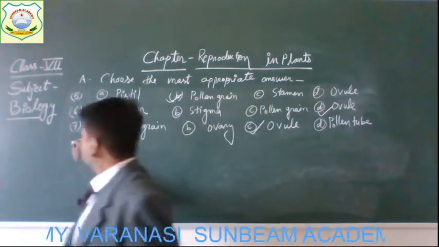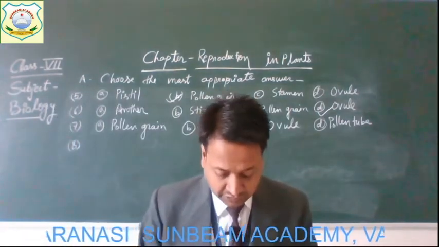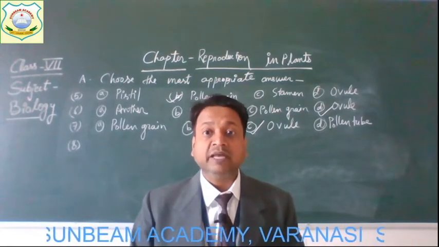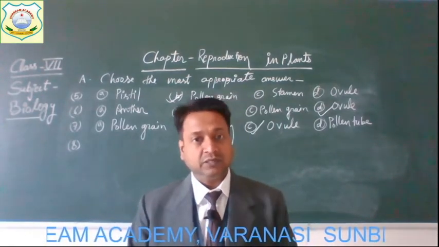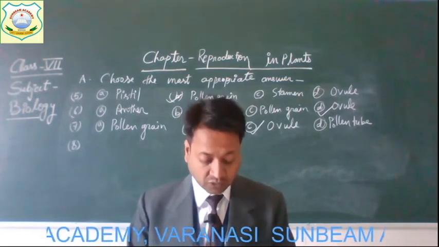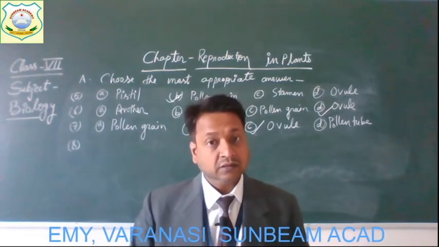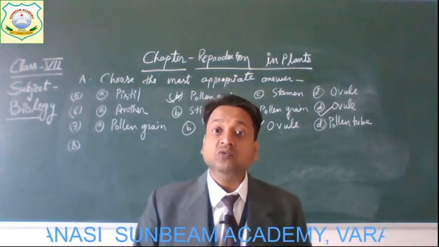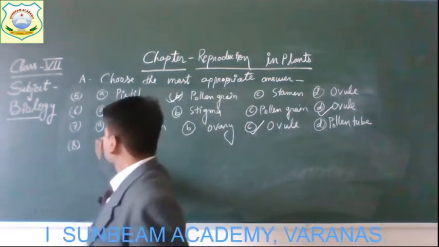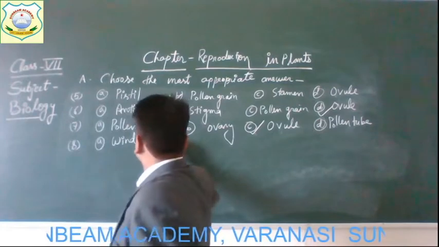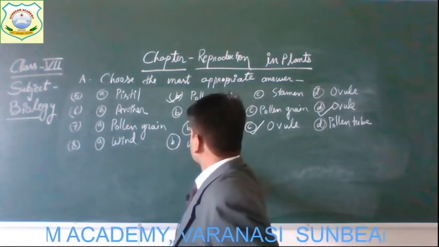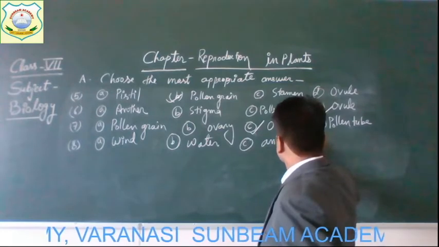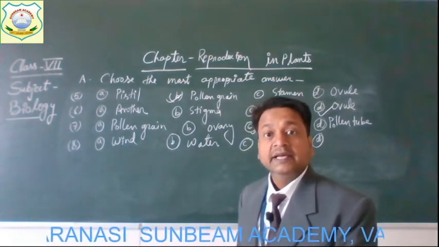Alright? Now come to question number 8. The question is, a plant was found to have seeds with hooks. By which method is it most likely to be dispersed? Option A, wind. Option B is water. Option C is animals. And option D is explosion of fruits.